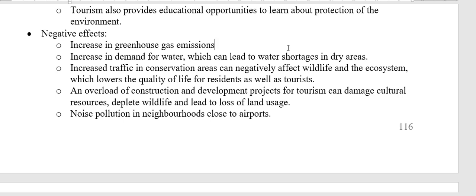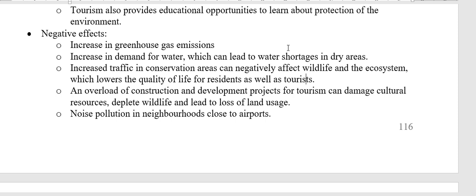More people, more transport, more fossil fuels being burnt, more gas emissions, which is damaging to air pollution, damaging to the environment. Increase in demand for water, especially in the areas where there's shortages of water. Okay, it can lead to water shortages and people not having access to water because the more people there are, the more water we consume.